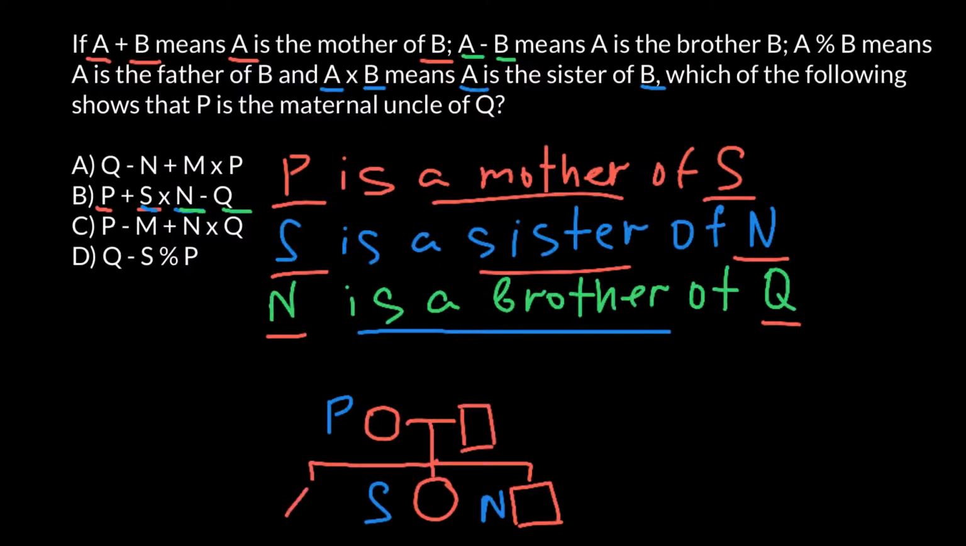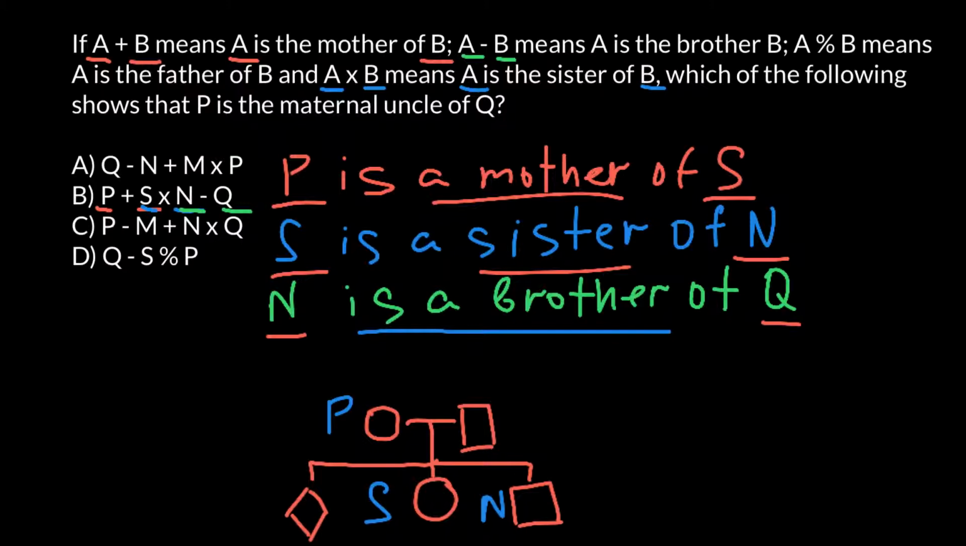So we put this sign for Q, because the sex of Q is not known. It can be female or male. So again, let's now return to our problem. Which of the following shows that P is maternal uncle of Q?